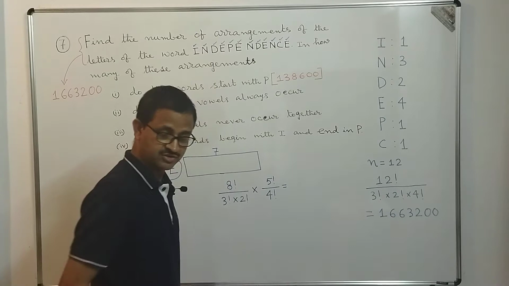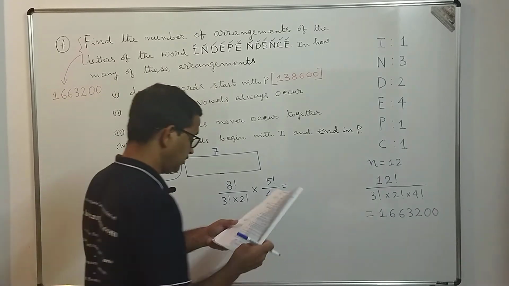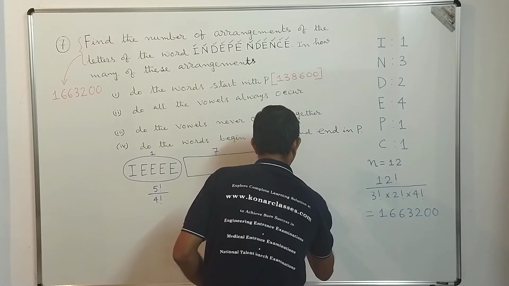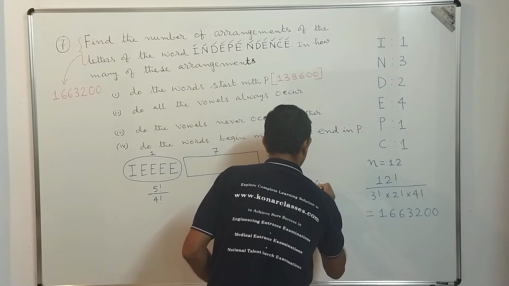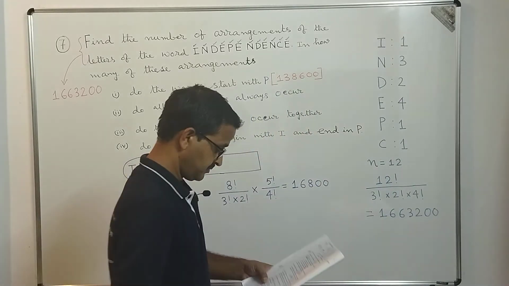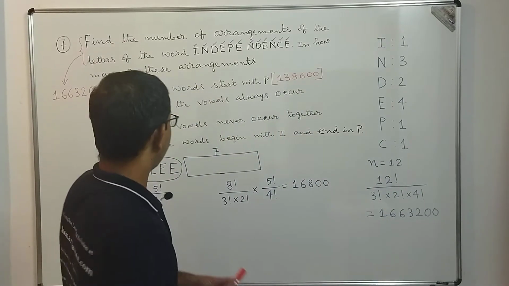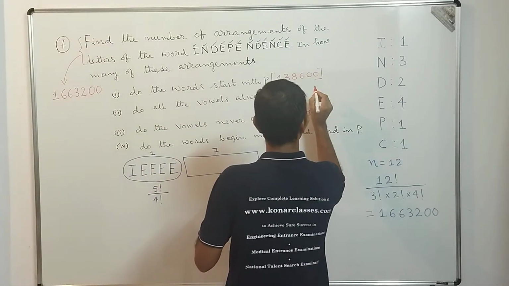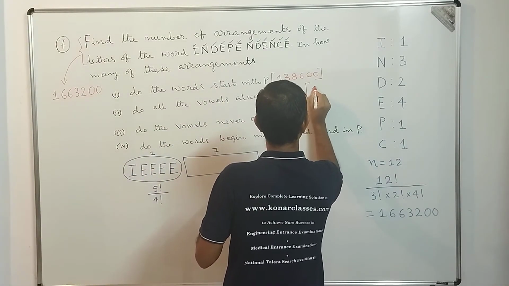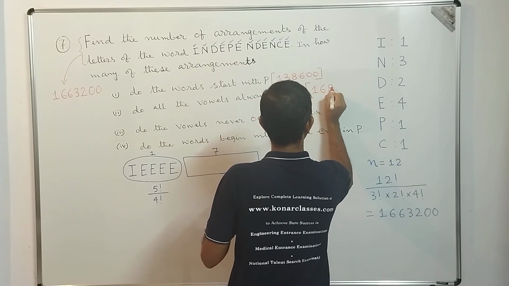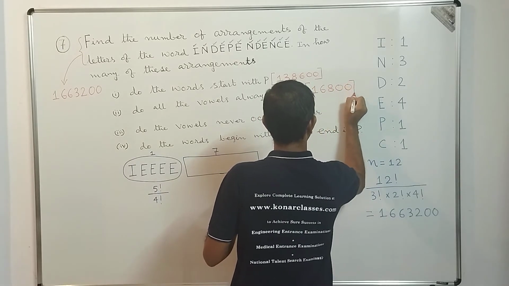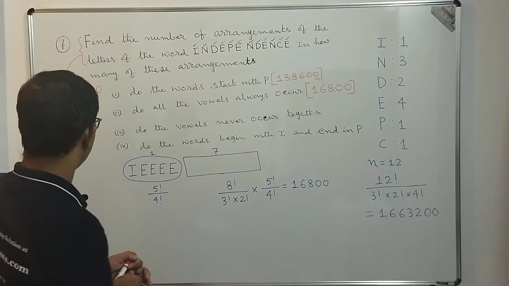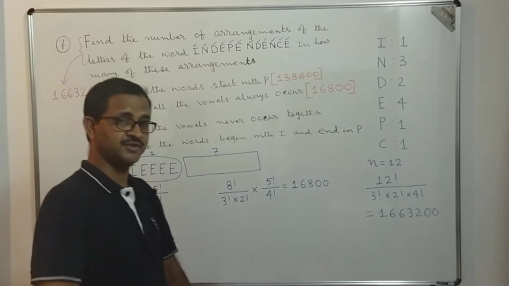And that value is coming as 16,800. Okay, so I can write this value here, dear students, for all the vowels always together: 16,800. Perfect. Now let's concentrate on the third part of the question: do the vowels never occur together?